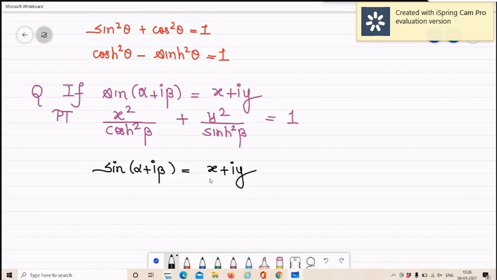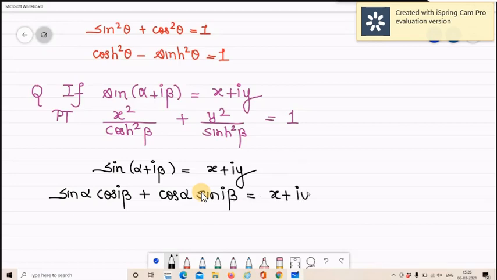Ma'am, there is a formula for sin(a + i beta). Yes, the formula for sin(a + b). So what is sin(a + b)? That is sin a cos b plus cos a sin b, and that is equal to x plus iy.